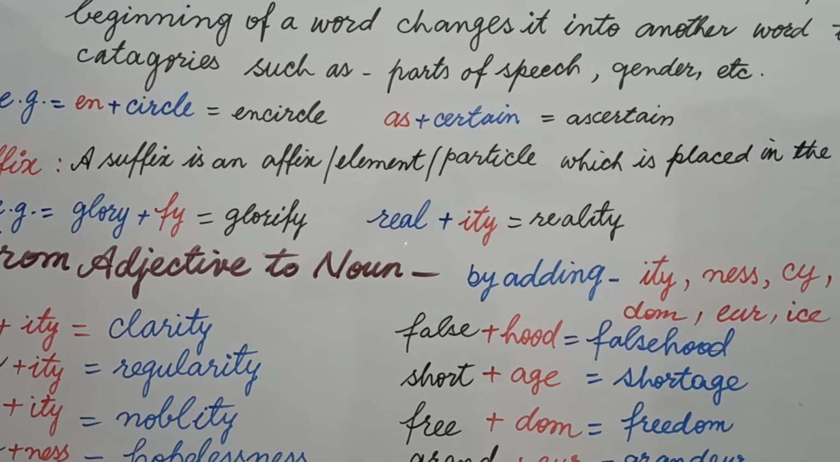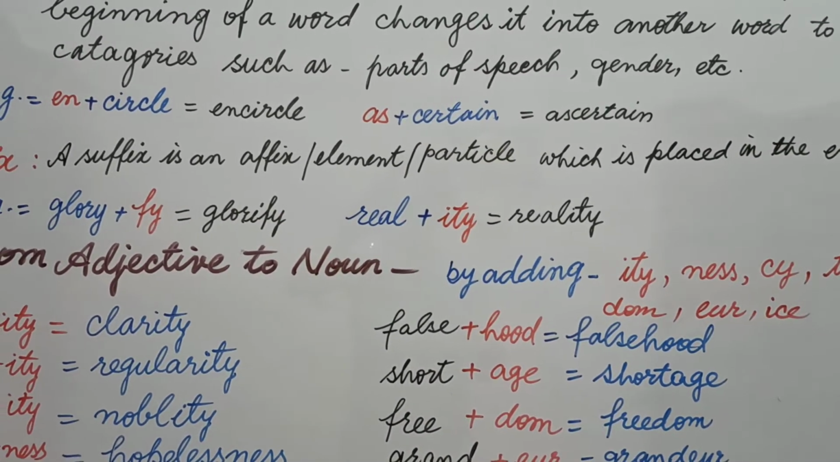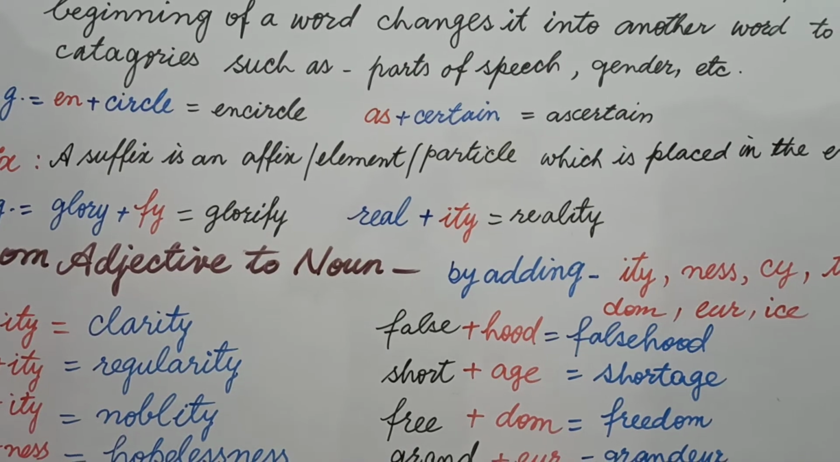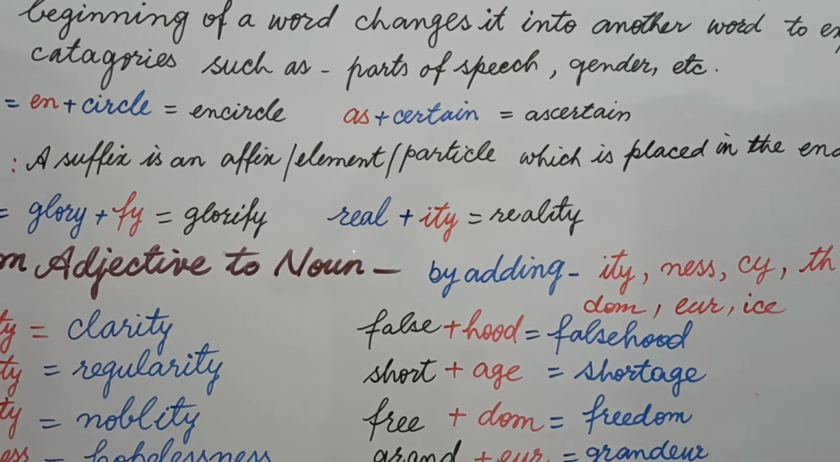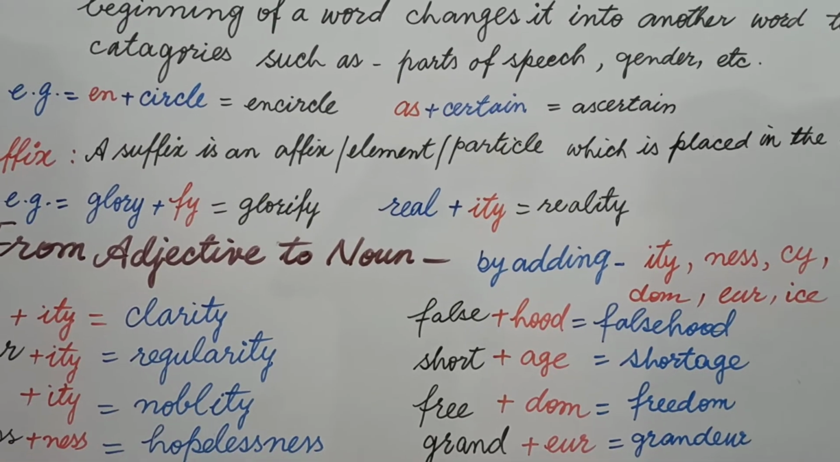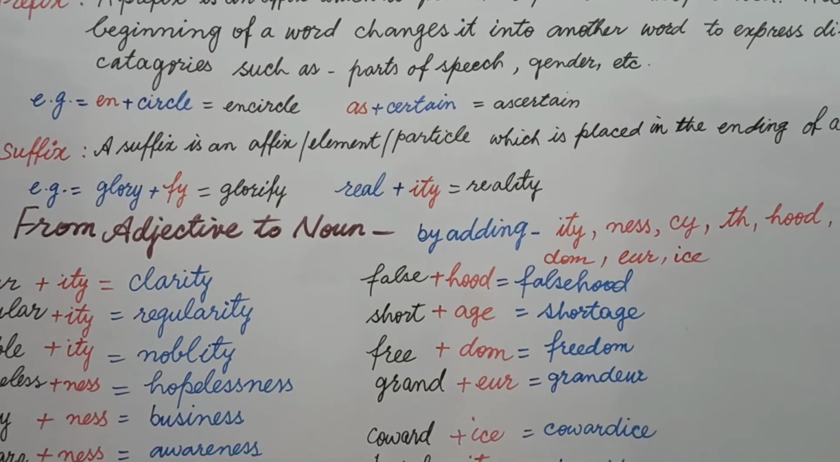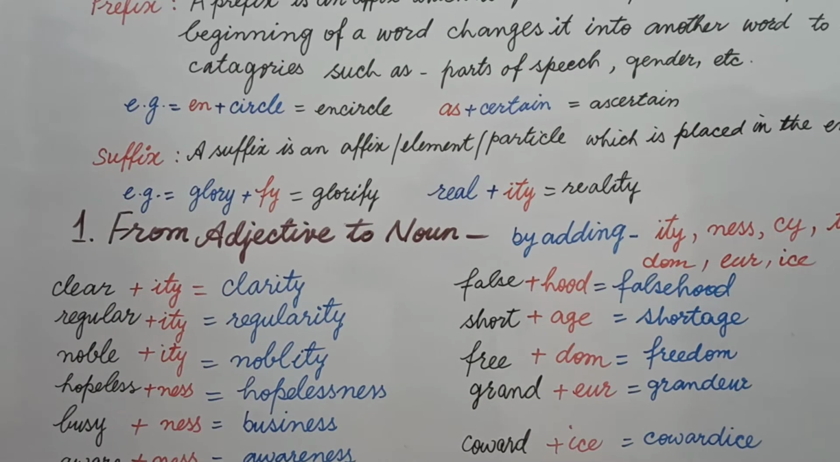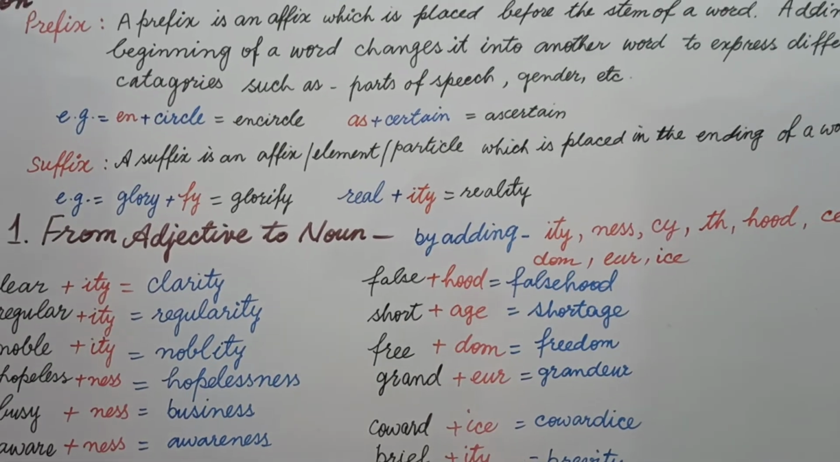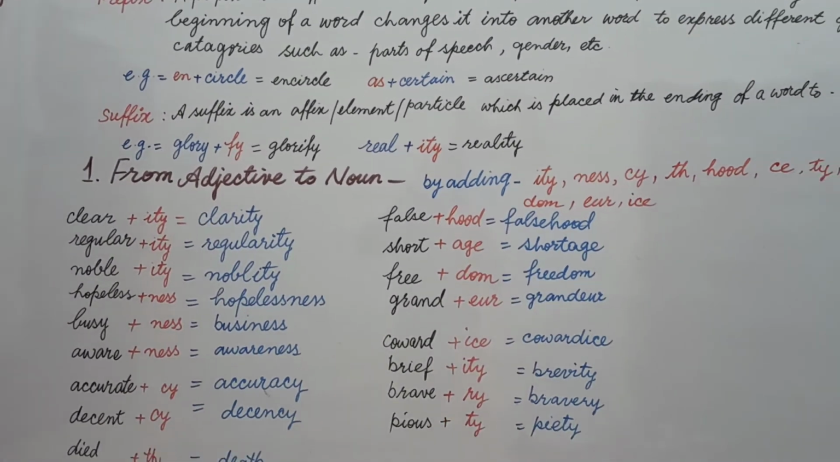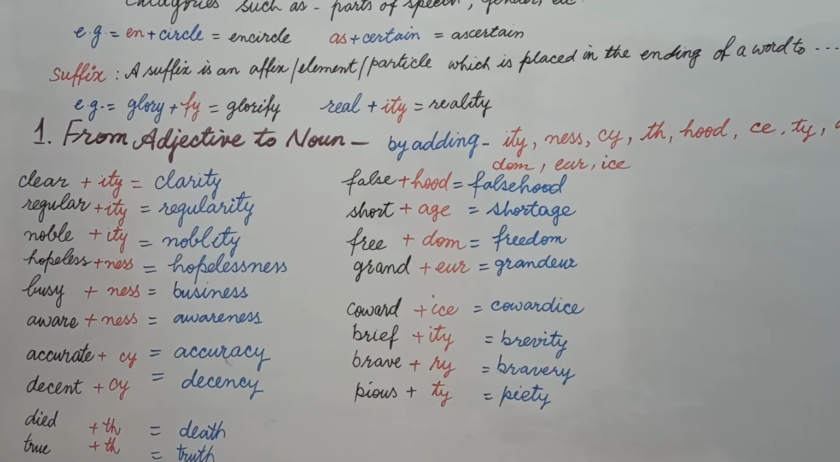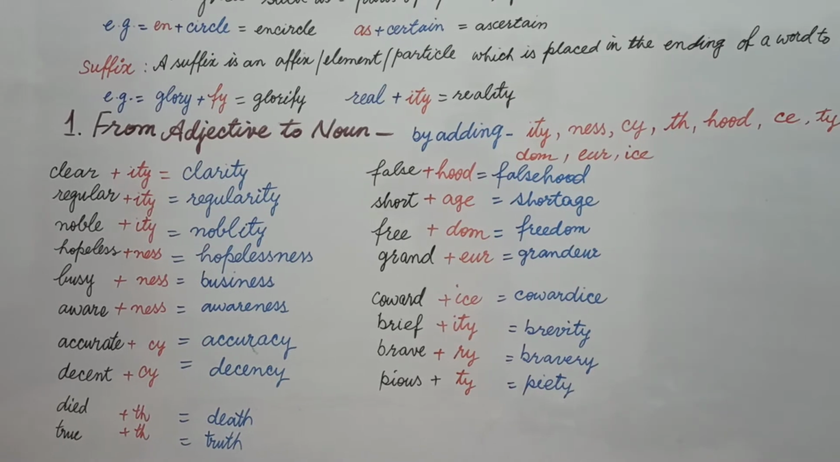The other example is real. Real is an adjective, and with a suffix, students, the new word becomes reality. Now this is word formation. When we change one word into another part of speech by adding some suffix or prefix, that is part of word formation. Now students, our main topic today is to change a word from adjective to noun.